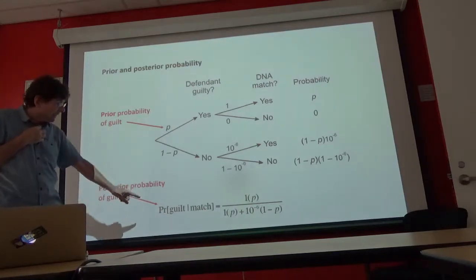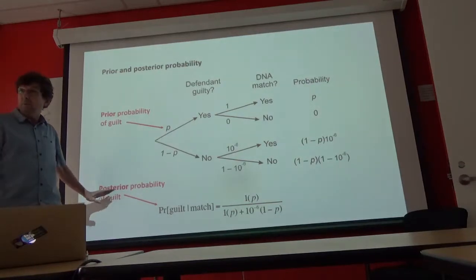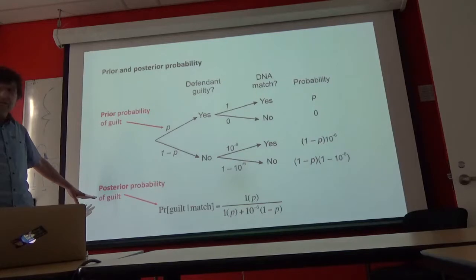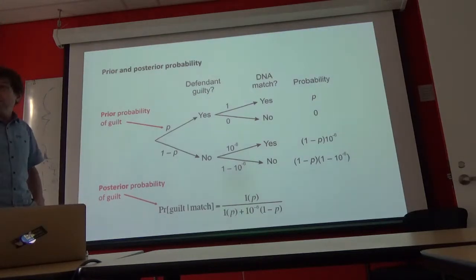After you've looked at the data, the probability of guilt given a match is called the posterior probability, and that's what we want. If that probability is high, you know, buddy goes to the gallows. But if that number is low, then beyond reasonable doubt is not met, and a verdict of not guilty must happen.